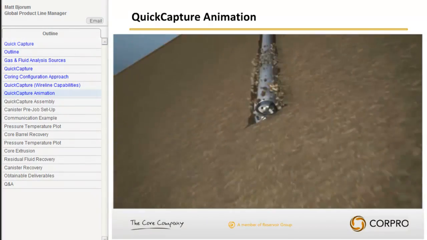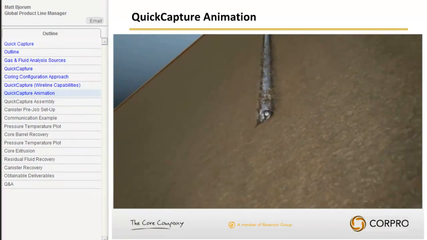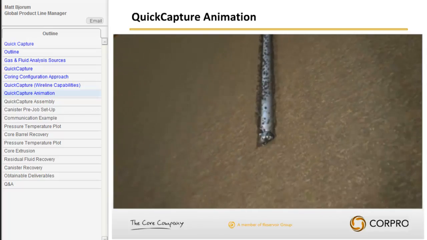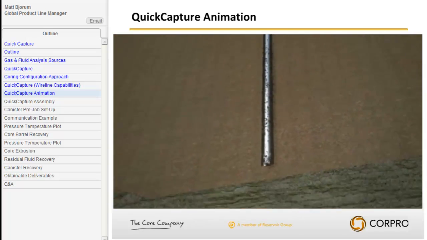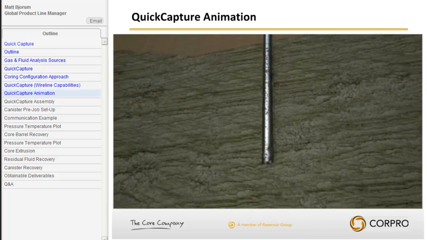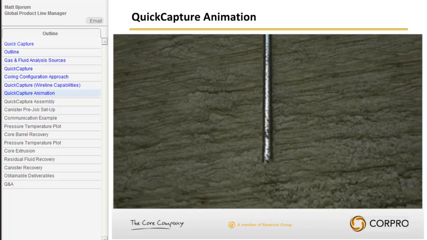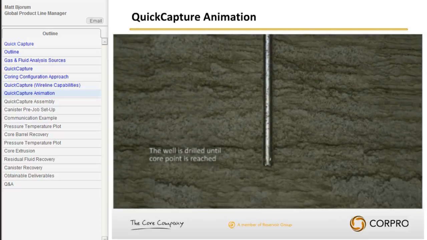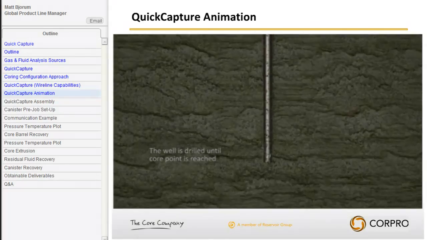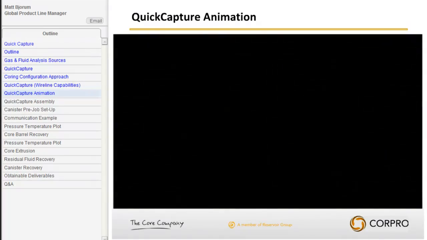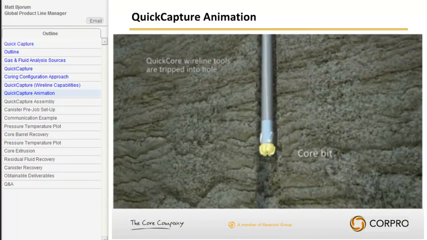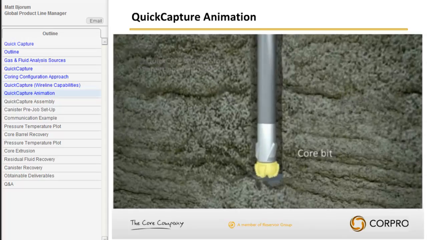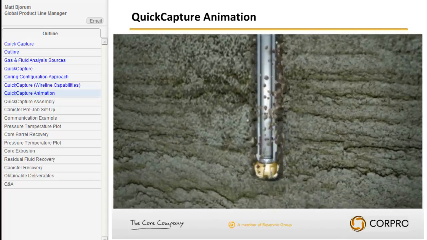With the introduction of CorePro's revolutionary technology, QuickCapture, all coring operations can be operated by wireline, and the tool has been developed to run on CorePro's QuickCore wireline platform. The well is conventionally drilled until core point is reached. The drill string is then pulled and the wireline coring tools are tripped in the hole and the inner barrel assembly is pumped into place.